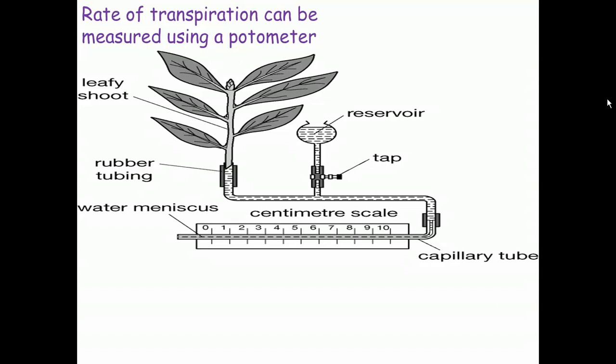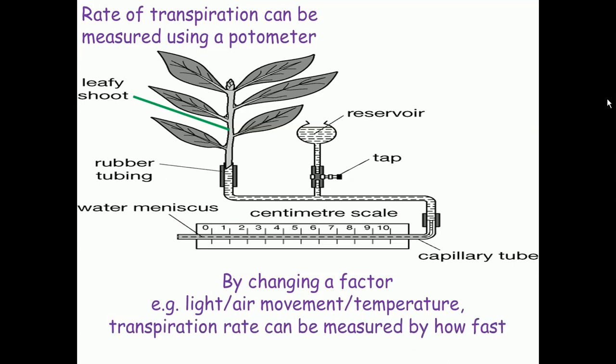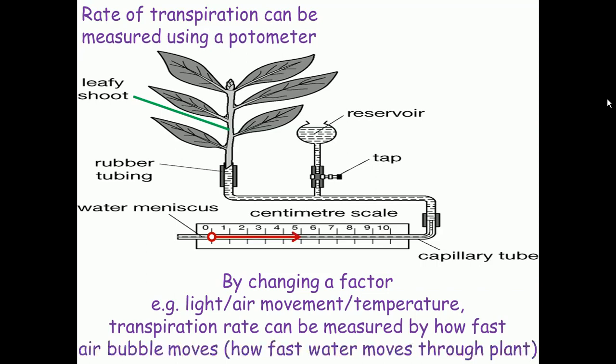The rate of transpiration can be measured using a potometer. And here you have a leafy shoot that is attached to the potometer, and then you change a factor such as light, air movement or temperature, and you can measure the transpiration rate by how fast the bubble moves. And that's because that's indicating how fast the water is moving into the plant to replace the water vapor that is diffusing out of the stomata.